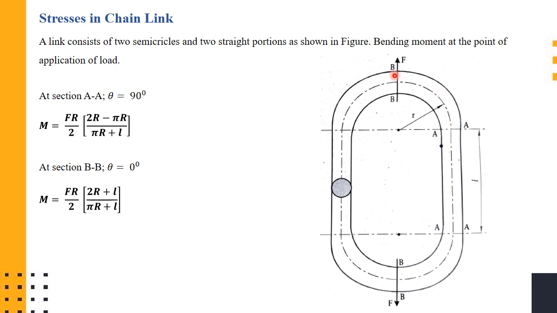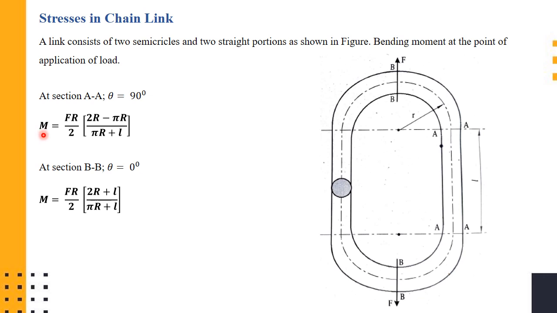As you can see, the chain link is subjected to a tensile load. We'll be considering a section BB, which is at theta equal to 0, that is, acting along the line of action of load. The moment generated in a chain link at section BB at theta equal to 0 is given here. This is the expression for the moment generated at section BB along the line of action of load.